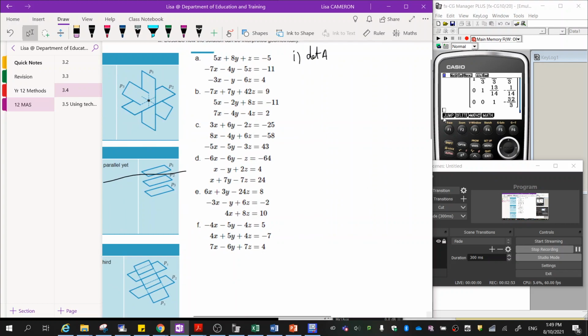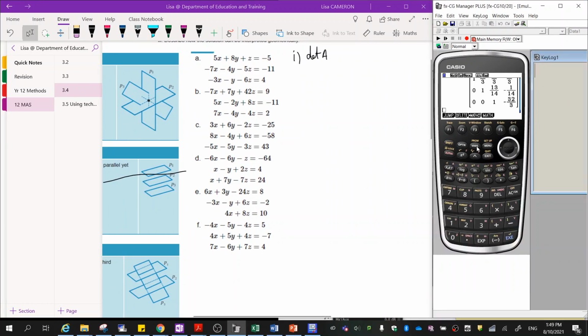All right, so the first thing I'm going to do is go Option, Matrix, go across so that I can get row reduced echelon form. And then I'm going to go back here to Math, Matrix, and input my order as 3 by 4 because I'm going to input the augmented matrix.